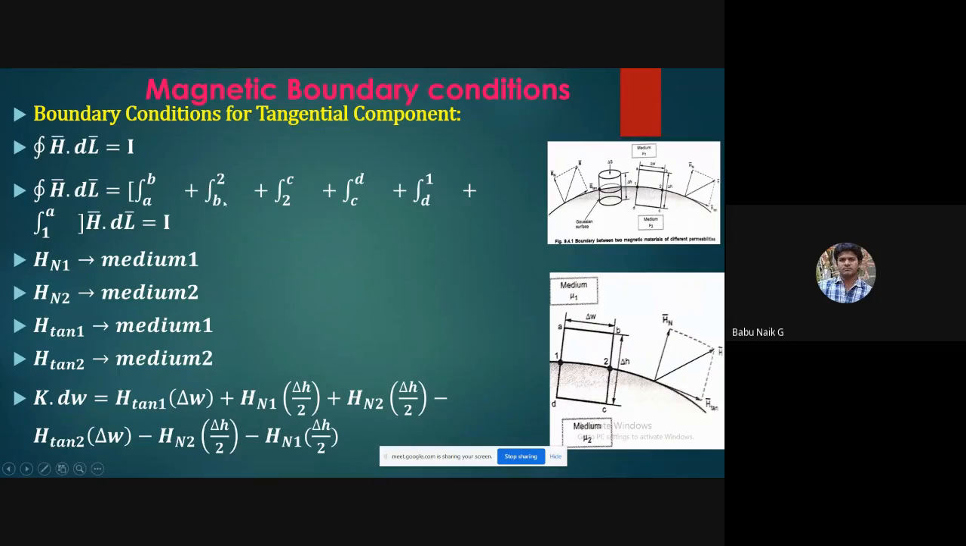Now the second term is B to 2. This B to 2 is normal; this direction is normal to the boundary condition line. So for B to 2, half is placed in medium 1, so let me take it as Hn1, the component normal to the boundary condition line. Hn1 is constant over all this, and half of the distance is placed here, so overall the integration is Hn1 delta H by 2, plus.